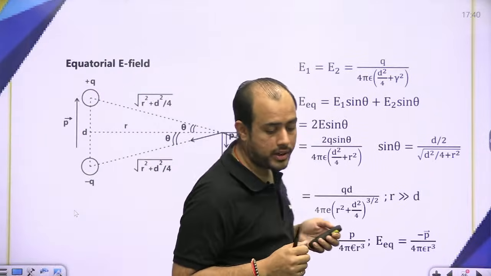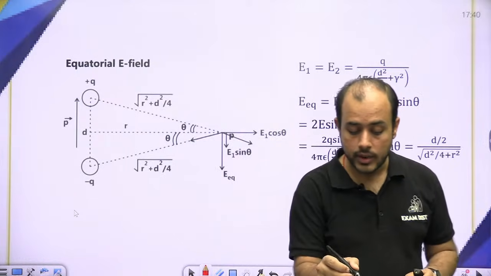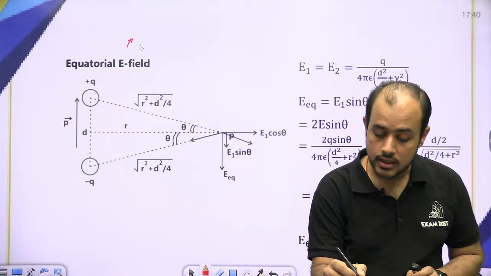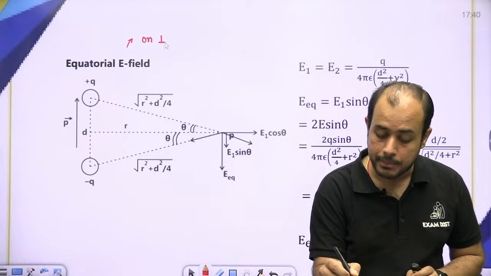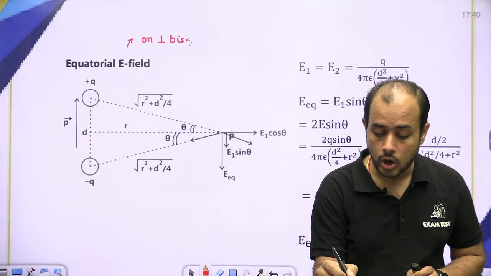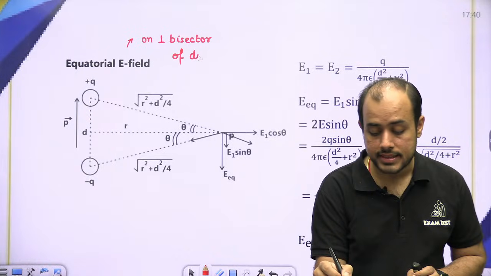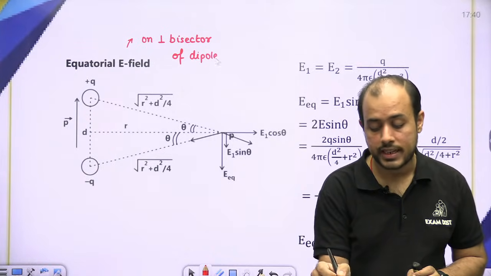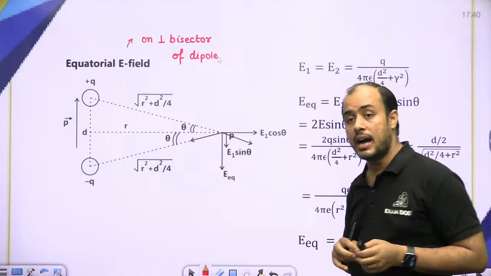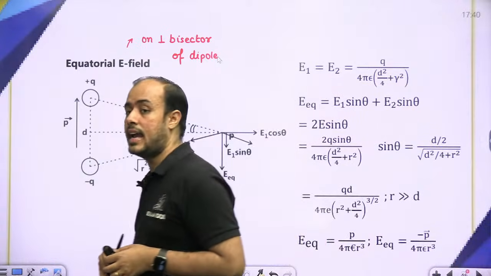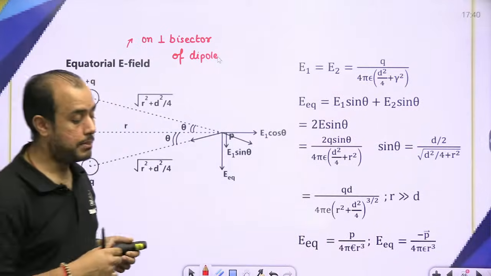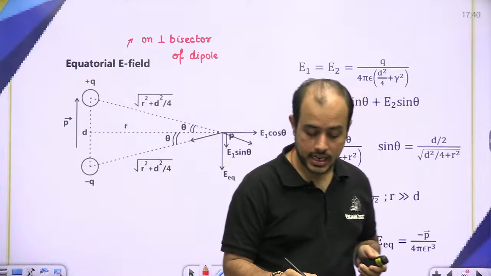Second is the equatorial electric field. Equatorial electric field is on the perpendicular bisector of the dipole. डाइपोल का परपेंडिकुलर बाइसेक्टर जो लेते हैं ना उस पे निकाली जाती है. So it is minus p by 4 pi epsilon r cube. माइनस पी बाय 4 पाई एप्सिलन आर क्यूब.